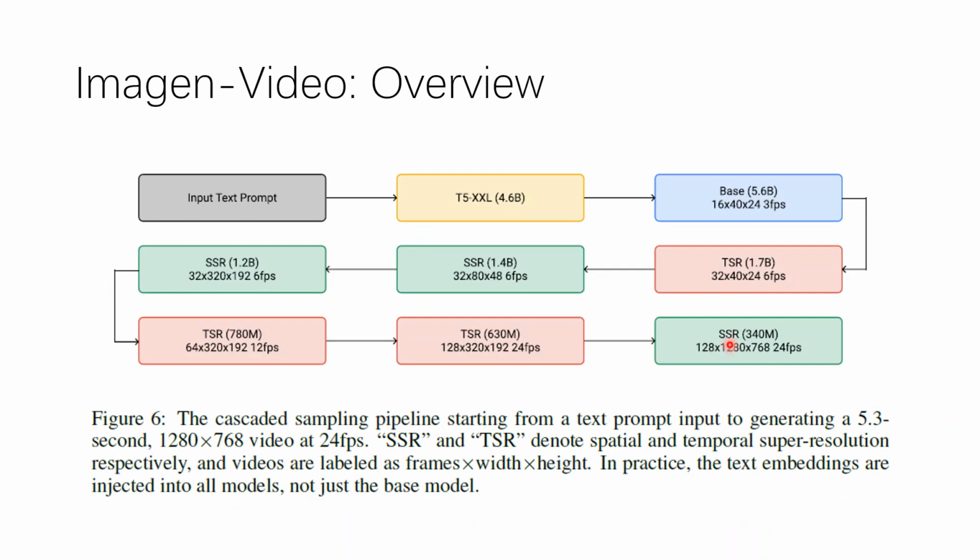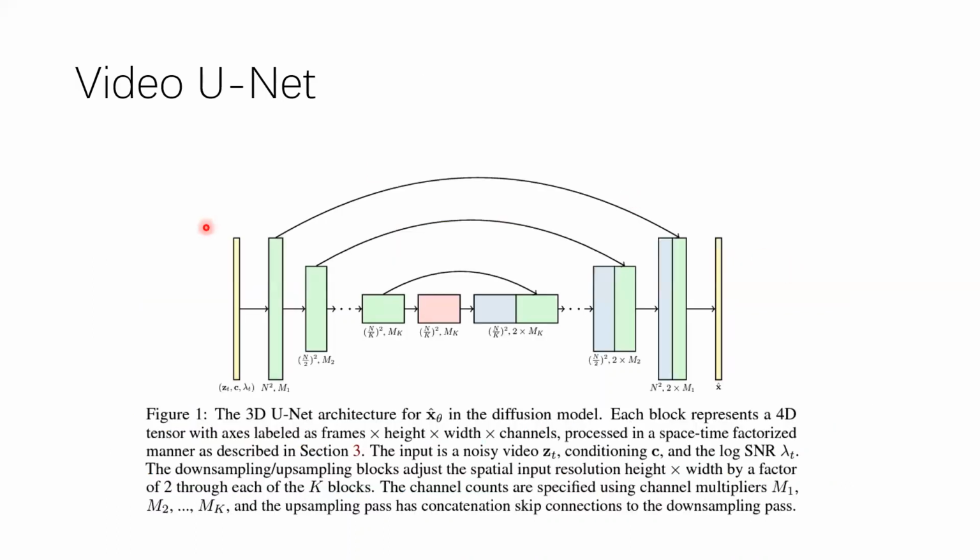I don't understand. Because this UNet can be a diffusion model, right? Because the input and output are actually the same dimensionality.